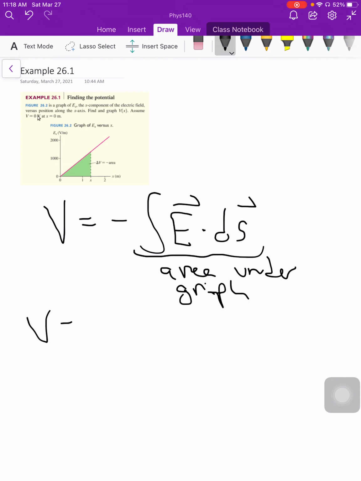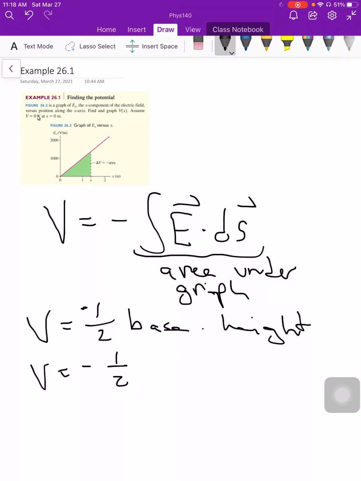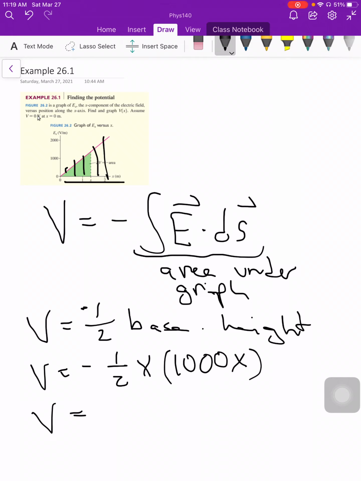So V is equal to one half for that triangle, base times height, and I forgot my negative, so a negative one half. The base along here is going to be x. The height is represented by the line, and so that's 1000x. When I multiply that together, I get V is equal to a negative 500 x squared. And x squared is just a parabola.